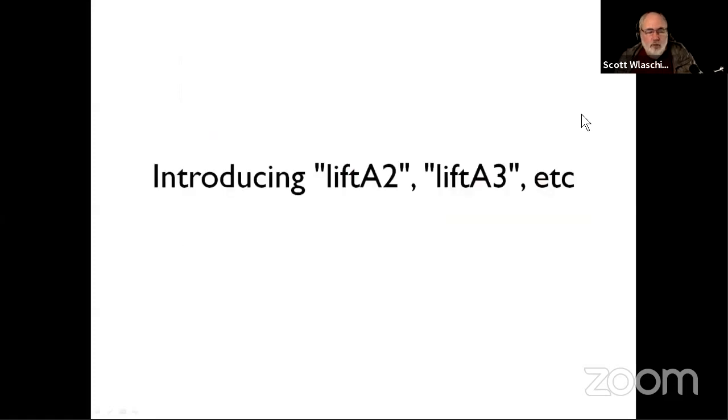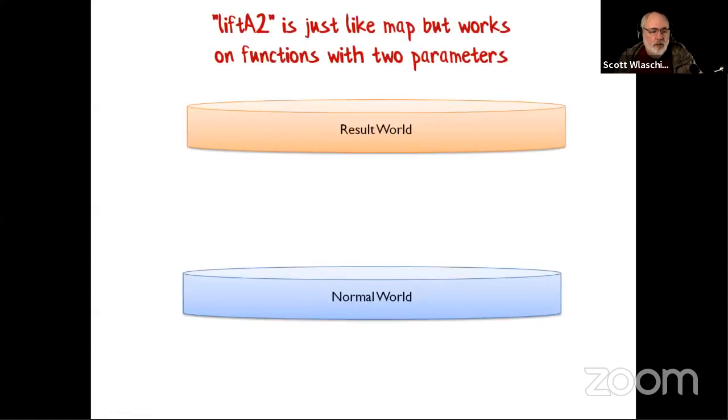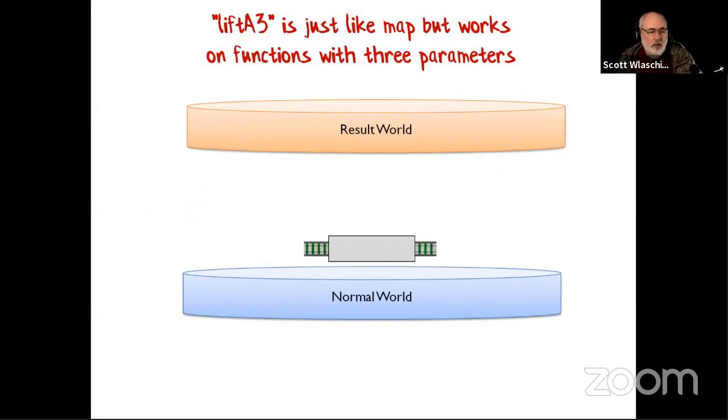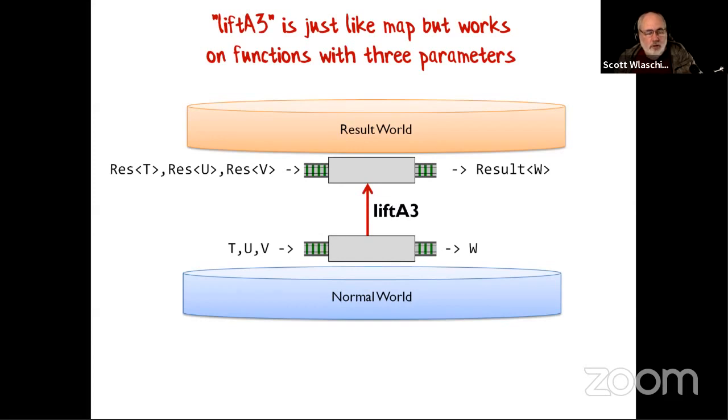And so these functions are normally called lift functions. There's one for each parameter count. There's a 2-parameter one. There's a 3-parameter one. So a 2-parameter one would turn a normal 2-parameter function into a 2-parameter function in result world. And there's a 3-parameter one and a 4-parameter one and so on. Let's see, here's the 3-parameter one. It turns a normal 3-parameter function into a 3-parameter function in result world. So it's just like map, but with more parameters.